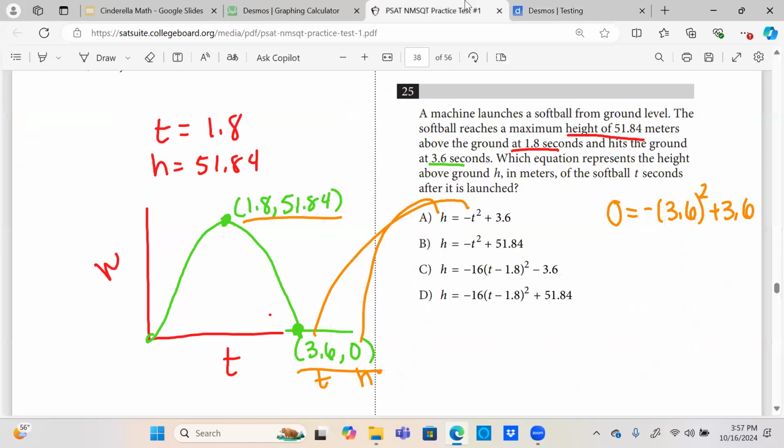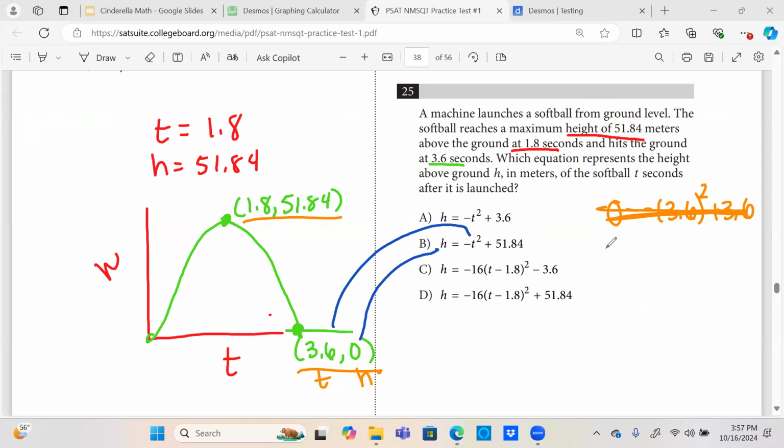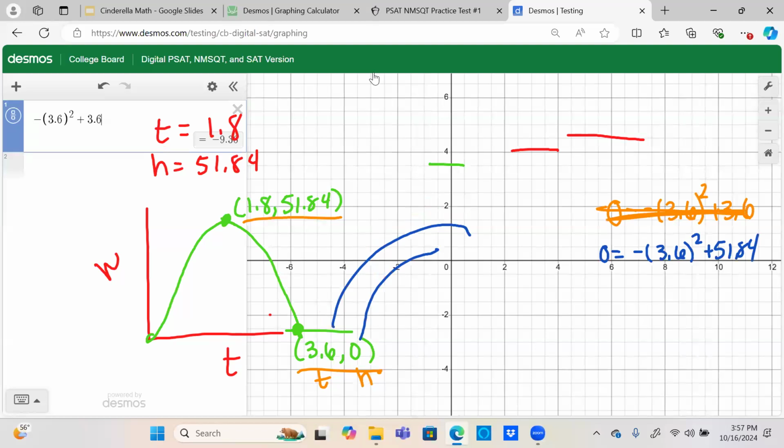And now let's try B. So same point. Definitely using that second point, it's easier. So let's do 0 here and 3.6 here. So does 0 equal negative 3.6 squared plus 51.84? Let's try that. So the first part can actually stay. And that does not equal 0. I know there we go. That does not equal 0, so B's out.